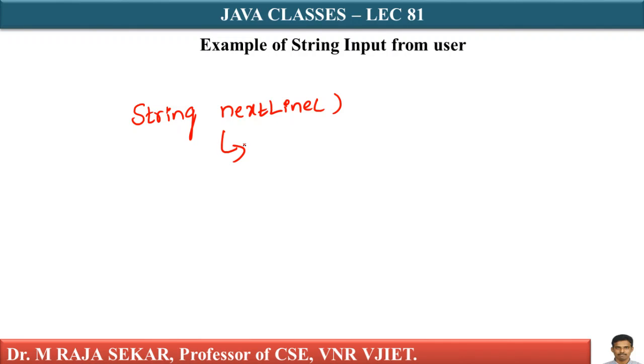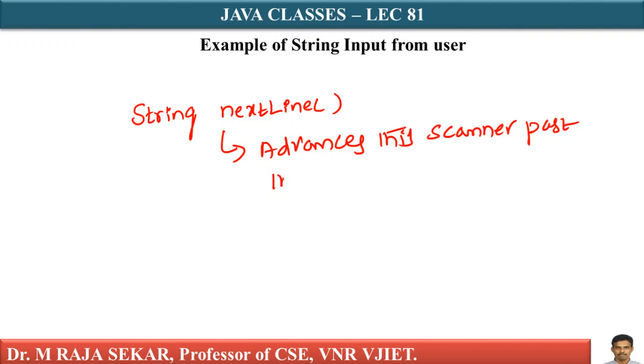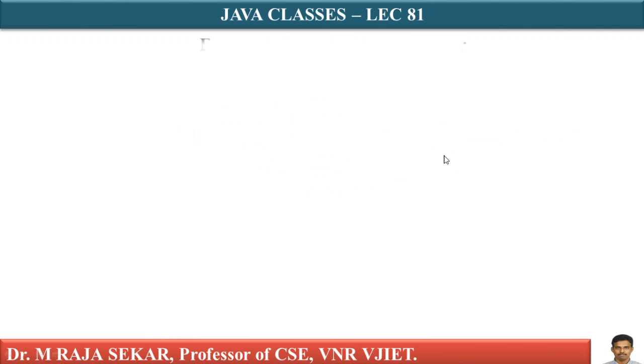What does this method do? It advances the scanner past the current line, isn't it? Let me say this one advances the scanner. We already discussed the Scanner class in the previous class. Anyway, we will try to understand.